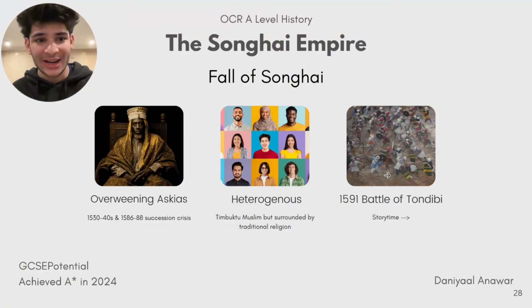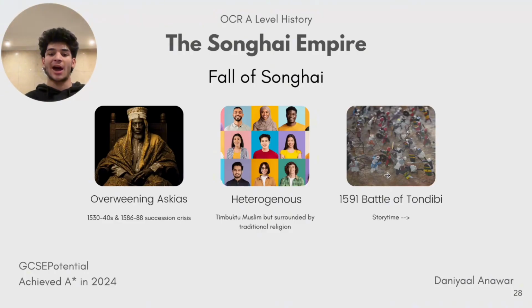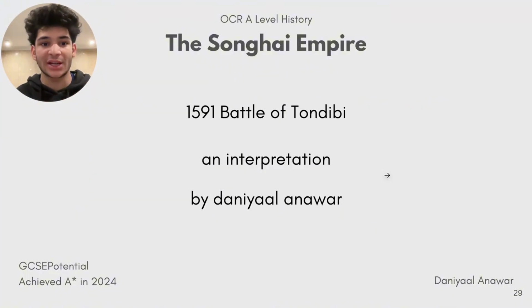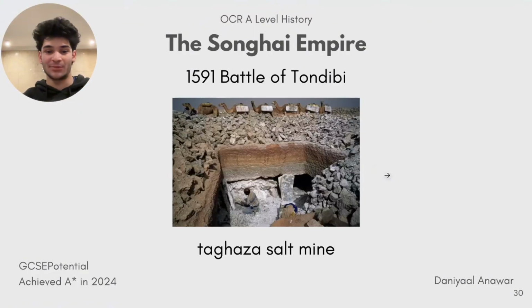Finally, the catalyst, the thing that brought the empire down: 1591, the Battle of Tondibi. So here's a story time, because it's quite a key event. The 1591 Battle of Tondibi, an interpretation by Daniel Anwar, the one and only. This is going to be absolutely horrific, but here we go.